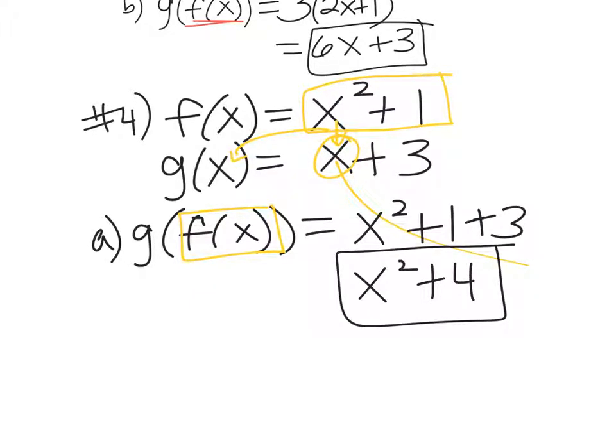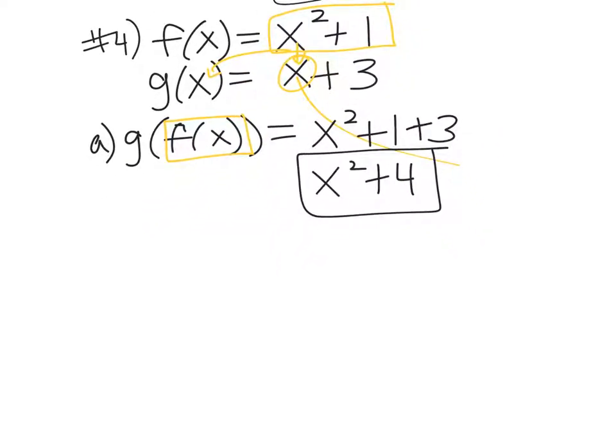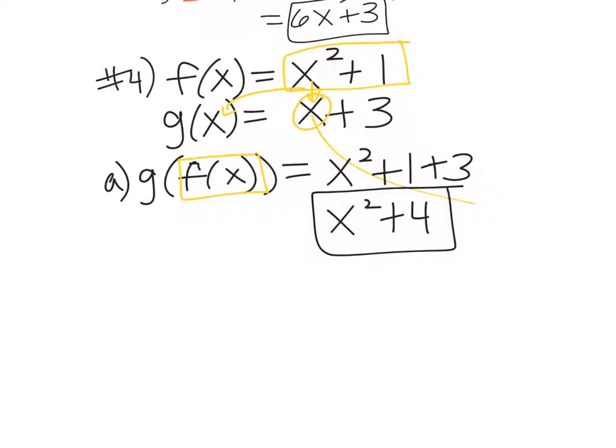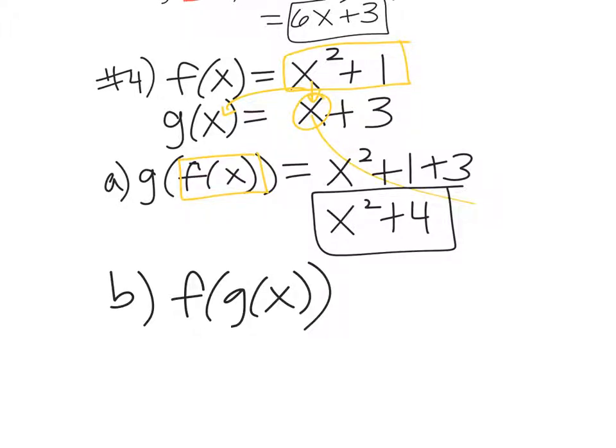So don't multiply them together. You're replacing them. Substitution. All right, let's try the other way. The other way is a little harder. This is the last problem of the day. Go back: f of g of x. The other way. f of g of x. So we're going to take function g of x, which is x plus 3, and plug it into function f.